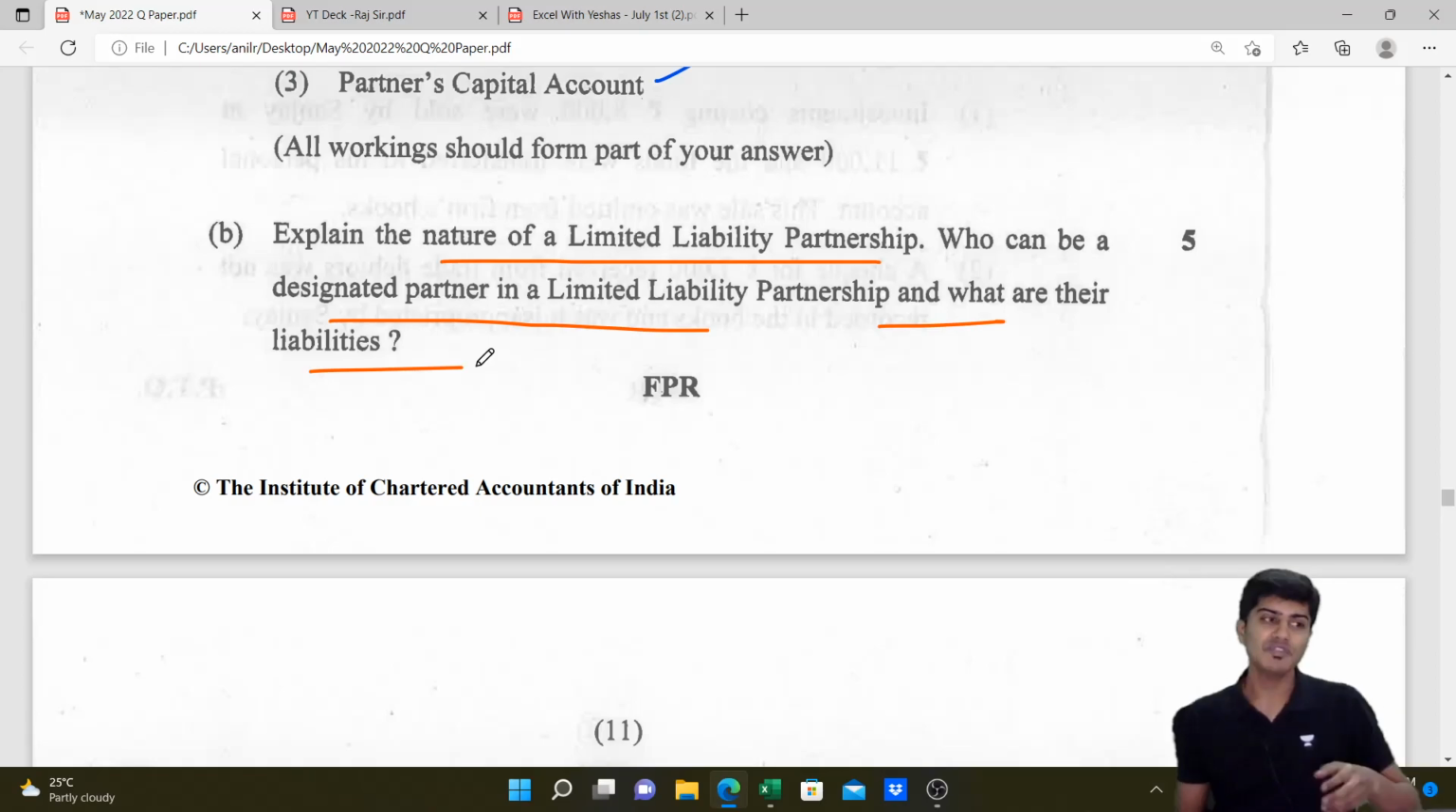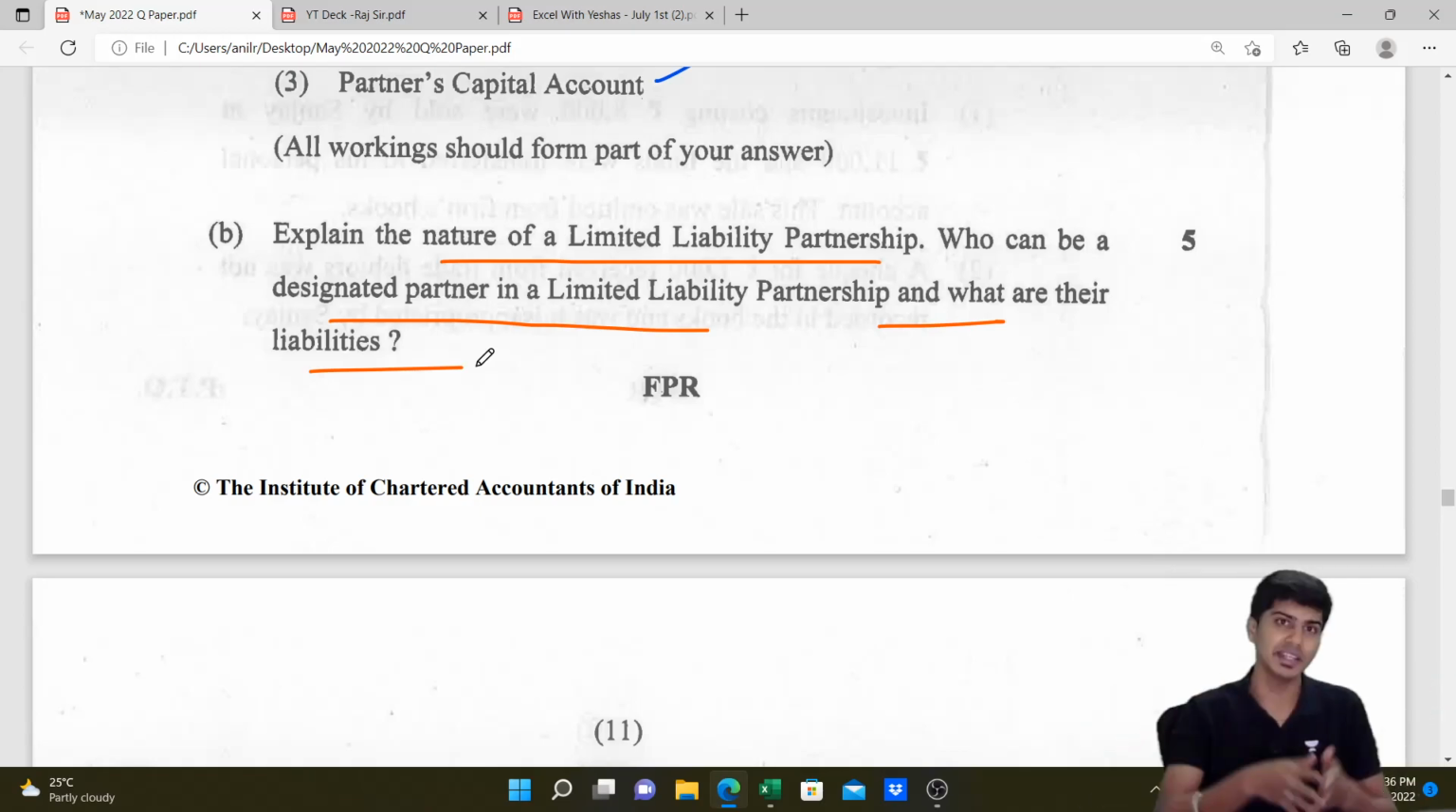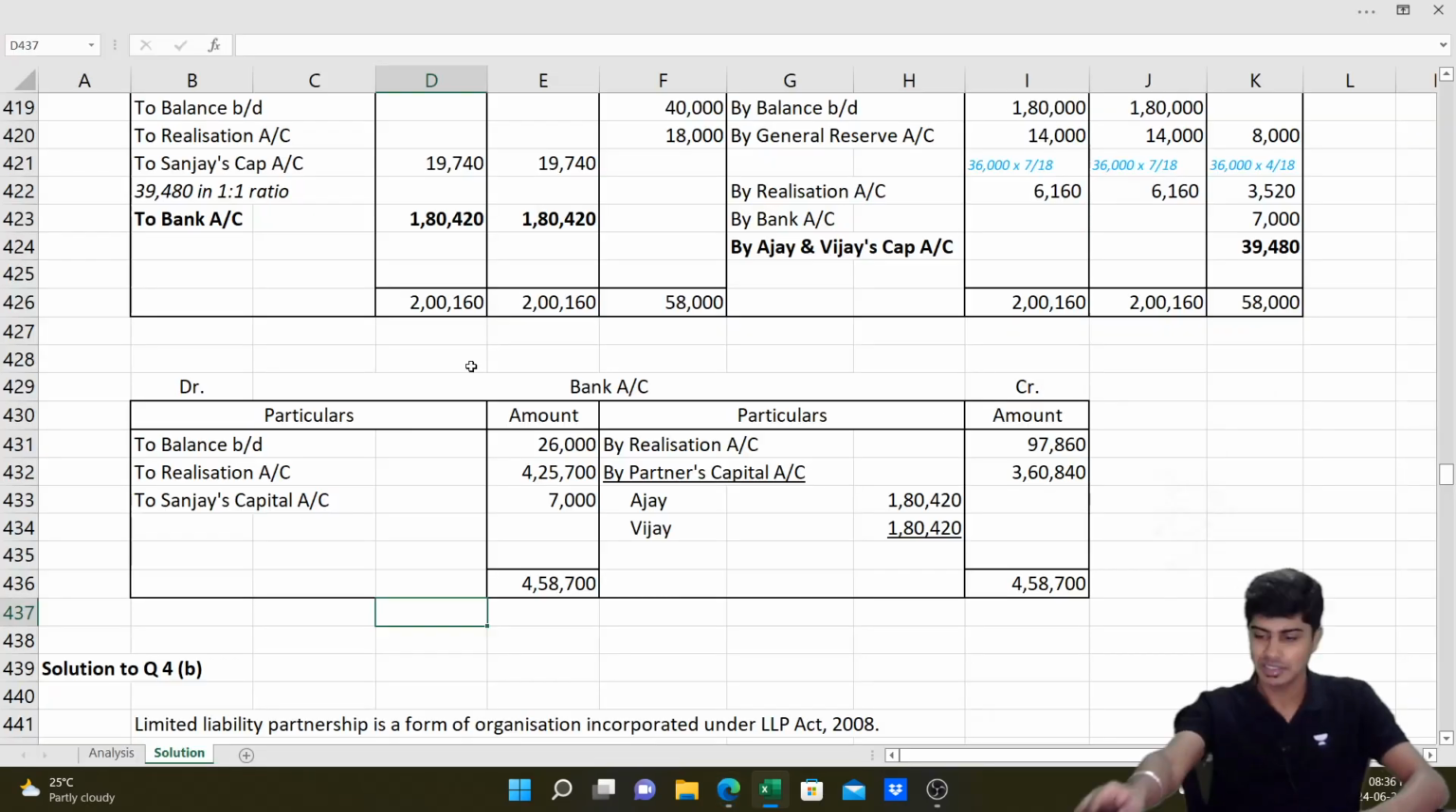What if all of the partners in the firm, or all of them except one, are non-persons or non-humans? Then what will happen? Then such body corporates or partnership firms, whoever are there as partners in the LLP, will nominate a person to become the designated partner in the firm. That's it. A simple theory question. 5 marks will be like this.